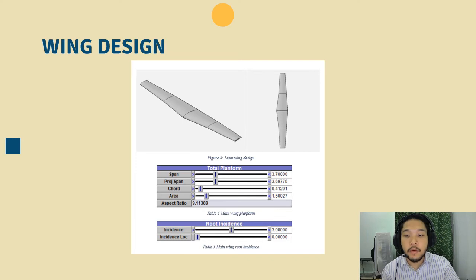The span of our main wing design is 3.7 meters. The area is 1.5 square meters, which we get from past study and also requirement. The area is also used to calculate CL cruise in the calculation part. The wing aspect ratio is 9.1, which is quite high. This aspect ratio is selected because it is suitable for long endurance flight or long range cruising. This is due to less induced drag generated from the high aspect ratio.